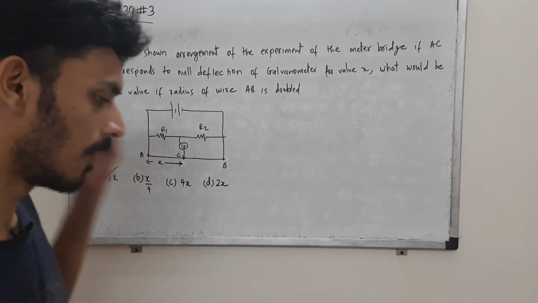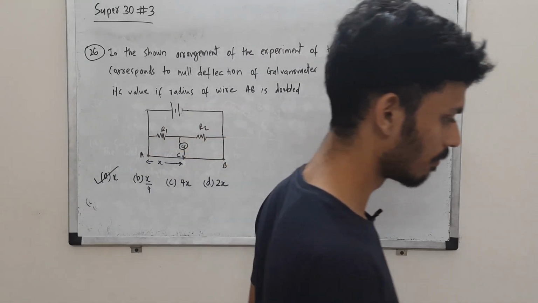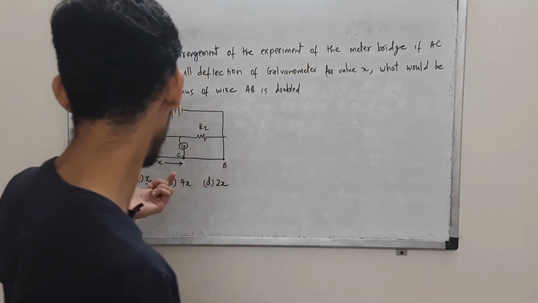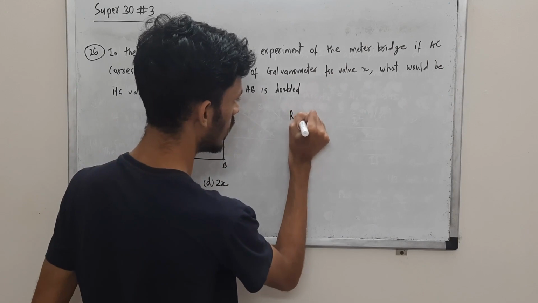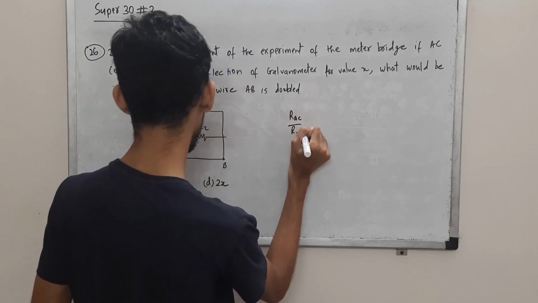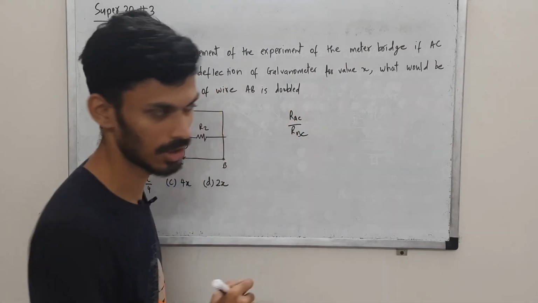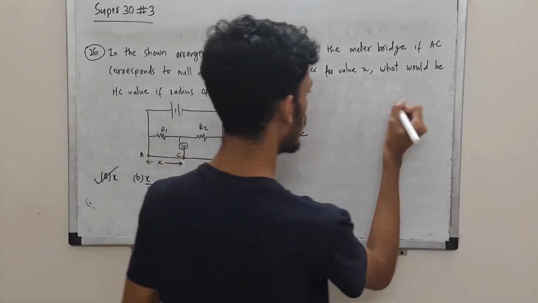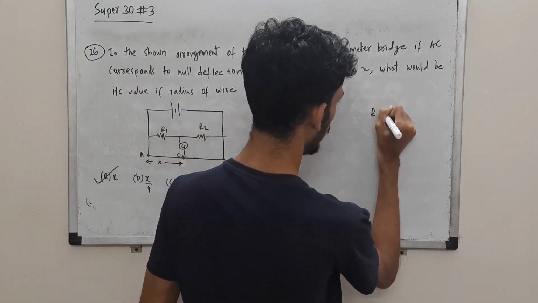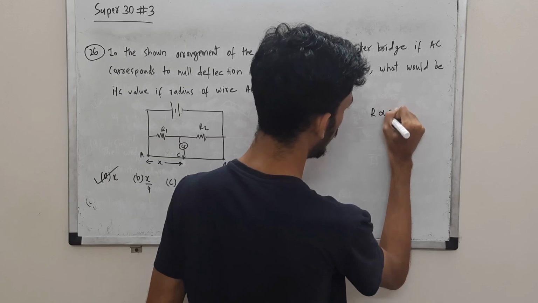Because if you change the radius, what will happen? Basically, of course, the R_AC and R_BC will change, right? Both will change, of course, because resistance is inversely proportional to the area, and directly proportional to length, right?